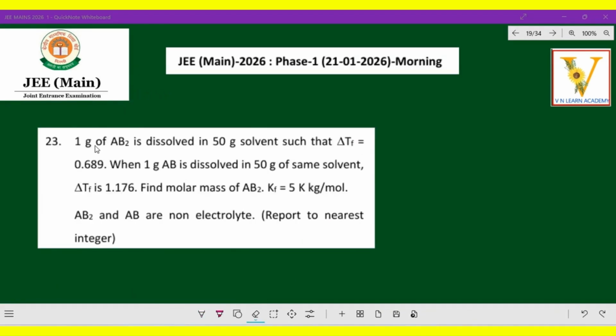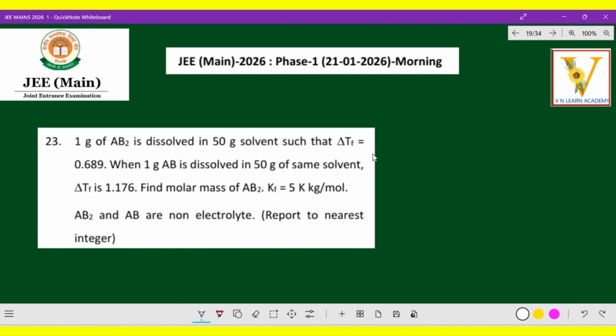The next question. 1 gram of AB2 is dissolved in 50 gram of solvent such that delta Tf equals 0.689. When 1 gram of AB is dissolved in 50 gram of the same solvent, delta Tf is 1.176. Find the molar mass of AB2. Kf equals 5 kg per mole, and AB2 and AB are non-electrolytes. Report the answer nearest to the integer.